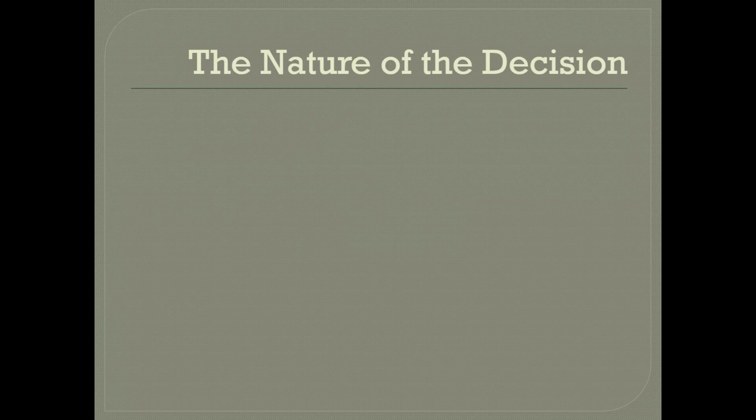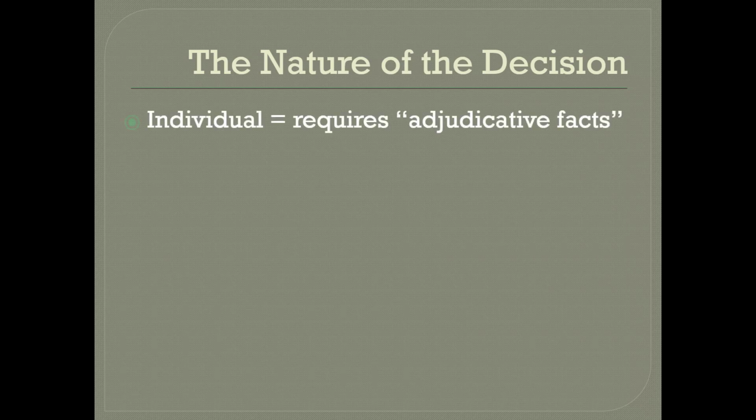So, let's focus on each of these three factors briefly. First, let's talk about the nature of the decision. I think this is very interesting. So, if there is a decision that affects one individual's situation especially, and it affects one individual's situation differently than somebody else's, then to decide that dispute requires something that the courts call adjudicative facts.